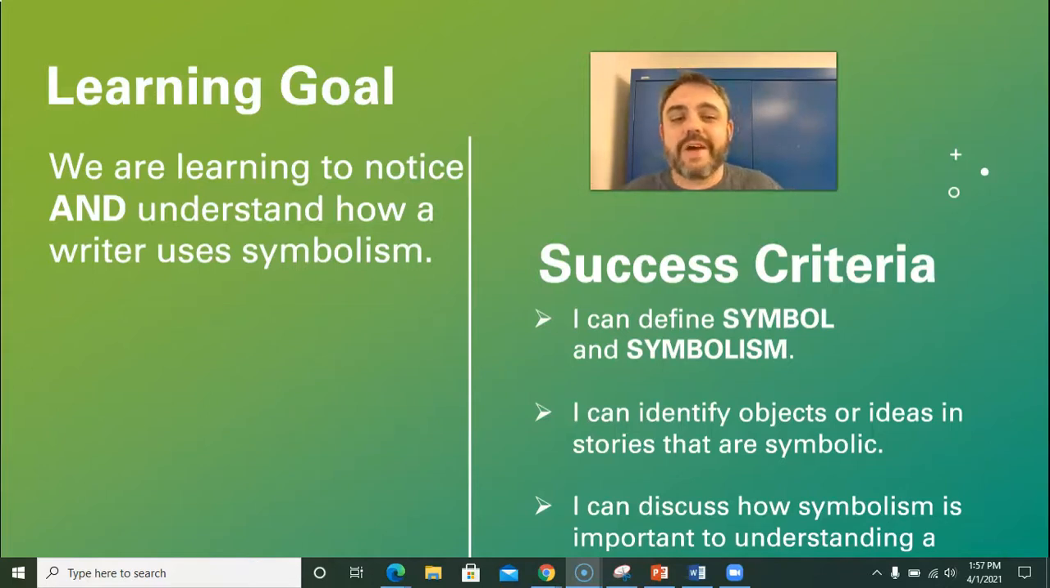First one, I can define symbol and symbolism. Number 2, I can identify objects or ideas in stories that are symbolic. And 3, finally, I can discuss how symbolism is important to understanding a story. We hit those 3 along the way, we've achieved our goal.